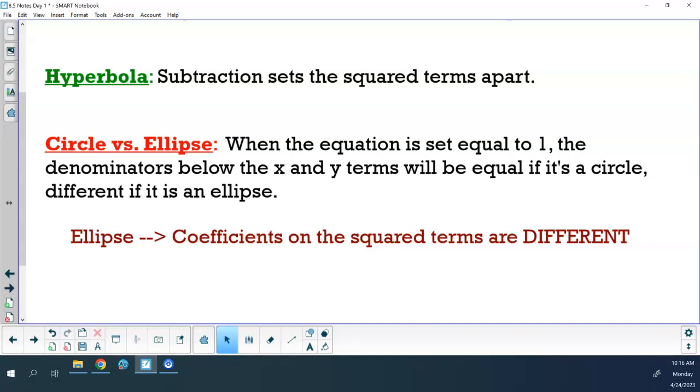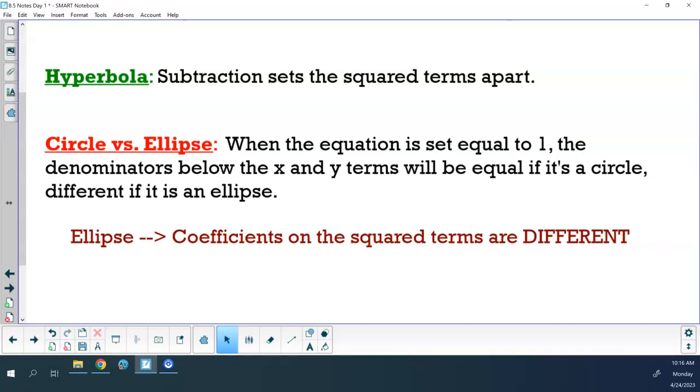To recap this slide, it's all about the squared terms. If there's only one squared term, what is it? Parabola. If there are two squared terms, you've got three choices: hyperbola, ellipse, or circle. If there's a subtraction sign between the squared terms, it's a hyperbola. If the coefficients of the squared terms are the same, it's a circle; if they're different, it's an ellipse. Okay? With me?